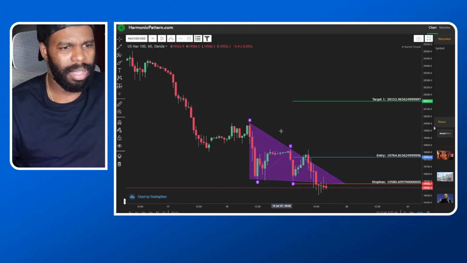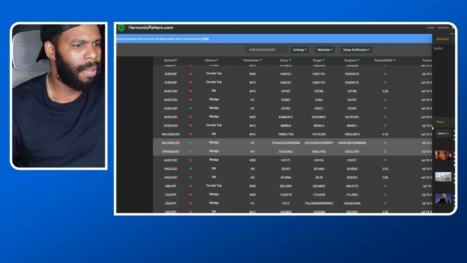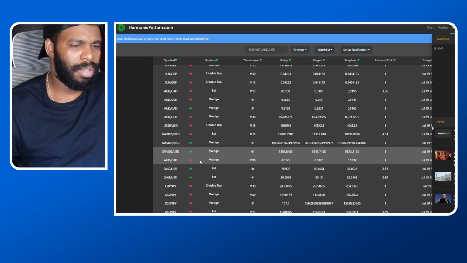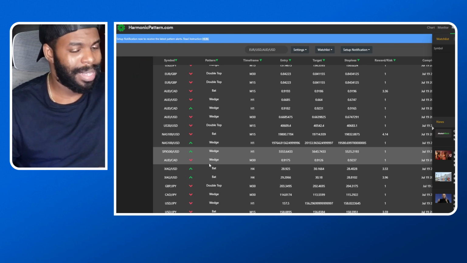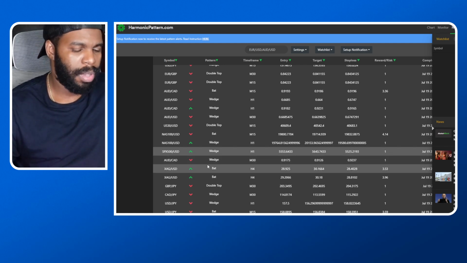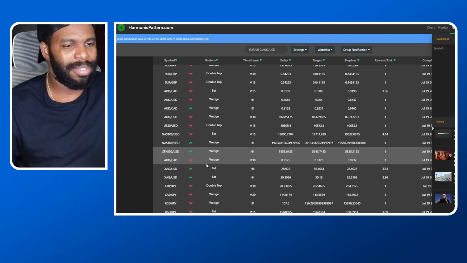Now 100 has a wedge. Like, it had already hit stop loss there on that one. SPN 500, yep, stop loss. So yeah, every pattern that you see on harmonic pattern is not always gonna win. But like I said, if you do your own technical analysis, you look for the market structure, you look for your area of interest, you wait for the 30-minute shift, and you wait for an engulfing, and you add this on top of your technical analysis, it gives you a higher chance of winning a trade. Okay.